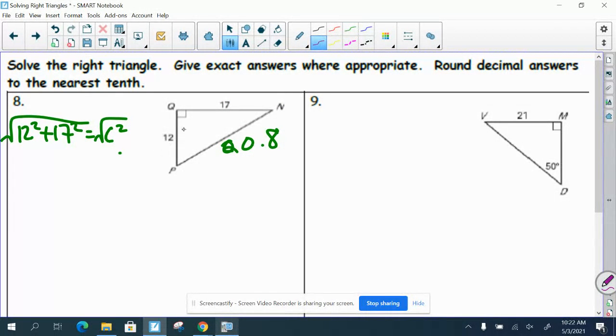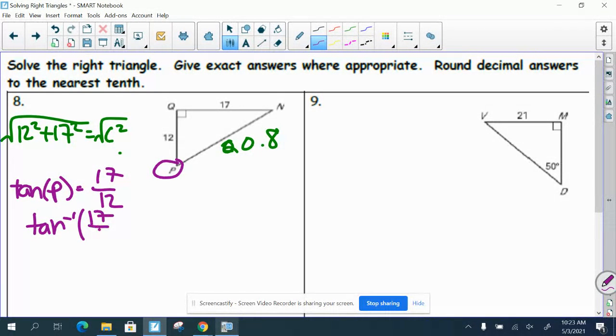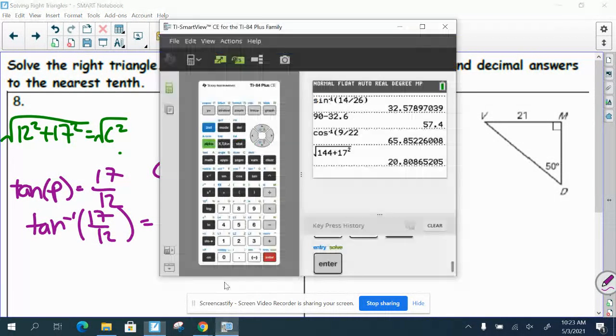Okay, and then we don't have either P or N, so we're going to have to set up a trig ratio and then use the inverse of that to get the angle measure. So if you don't have an angle measure, then you would use an inverse trig ratio. So let's just base off of the side lengths that we had. If I look from angle P, we were given the opposite and the adjacent side. So then I would use the tangent. So the tangent of P would be 17 over 12. So we're going to do the tangent inverse of 17 over 12.